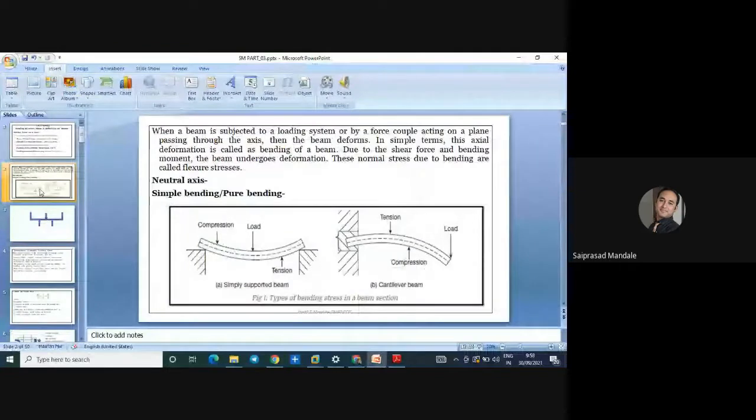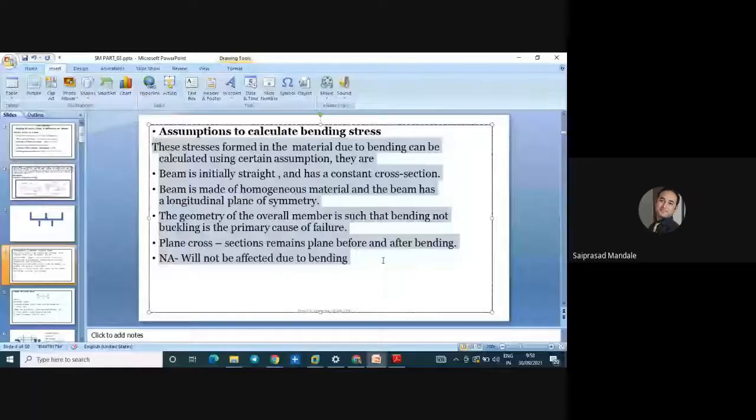Then next, we are focusing on the assumptions while calculating the bending stresses. These stresses form in the material due to bending and can be calculated using certain assumptions. Number one, the beam is initially straight and has a constant cross-section area. Before loading, the beam should be straight and uniform in cross-section area.